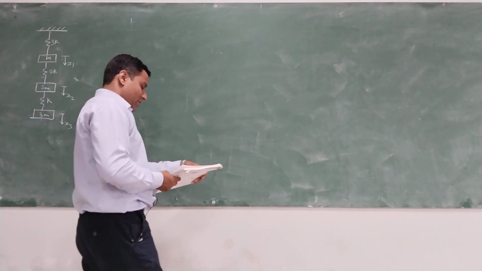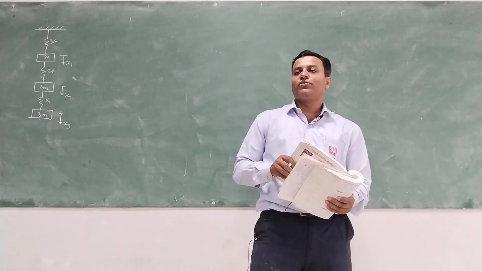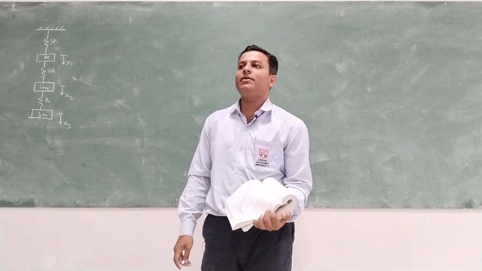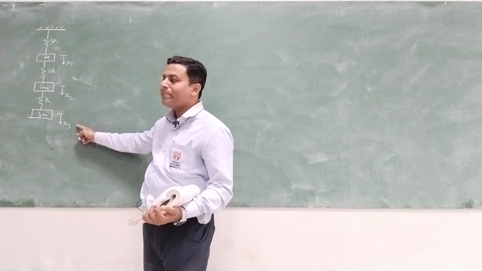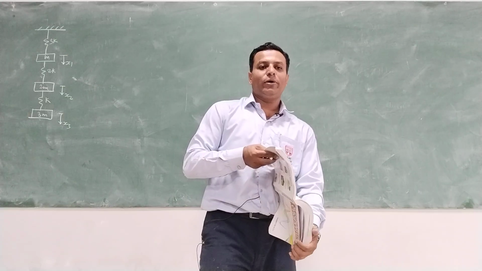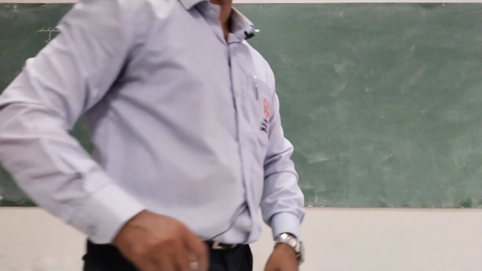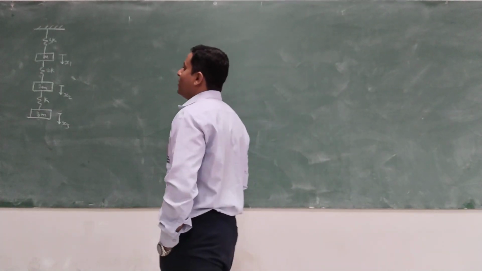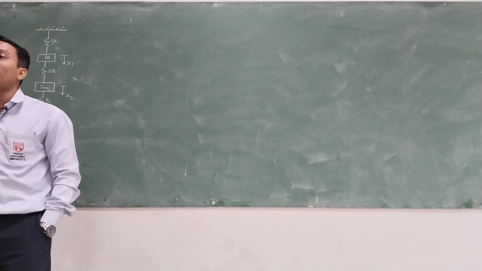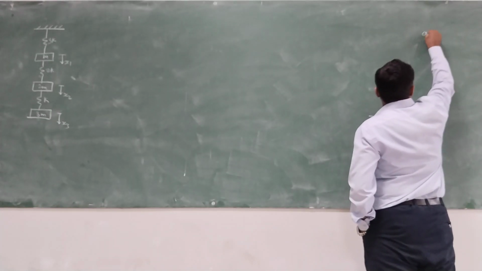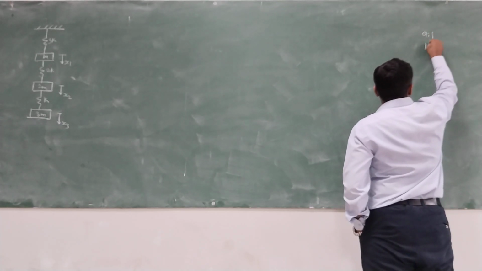Okay, we'll take one numerical on influence coefficient. The problem statement is: determine the influence coefficients for the spring mass system shown in the figure. When the influence coefficient is asked to be determined, we have two different influence coefficients, Aij and Kij.